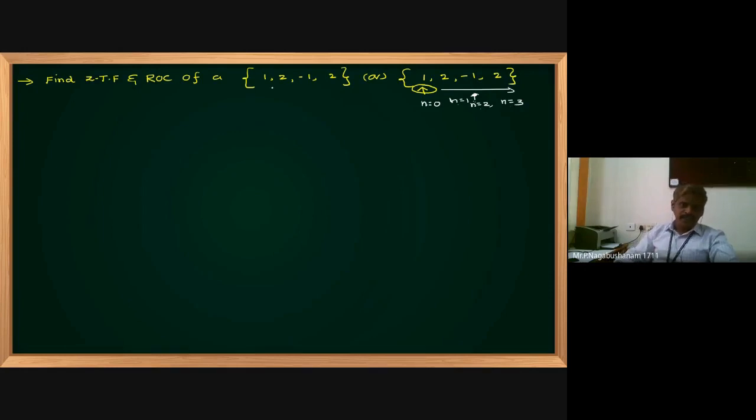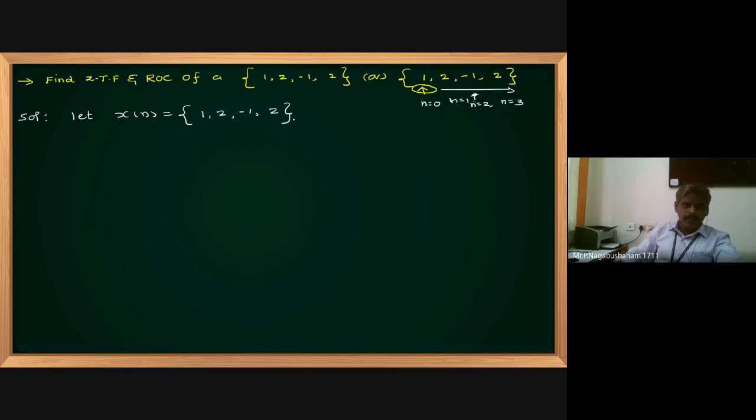Whereas in this case, there is no arrow mark at any value. In such problems, you have to assume the arrow mark at the first value. That means by default, the arrow mark will be at the first value. Okay, so let me get the solution. I'm going to assume the given sequence as x of n, 1 comma 2 comma minus 1 comma 2.